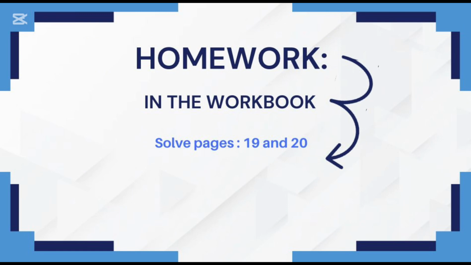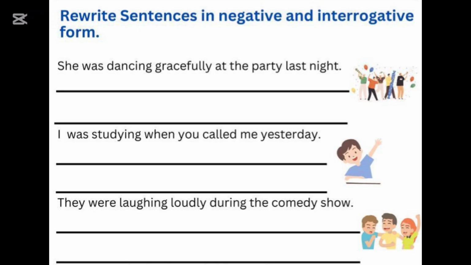For the homework, I want you to solve pages 19 and 20 in your workbook and review what we explained today. Let's have a quick revision by solving this exercise. Rewrite sentences in negative and interrogative form.